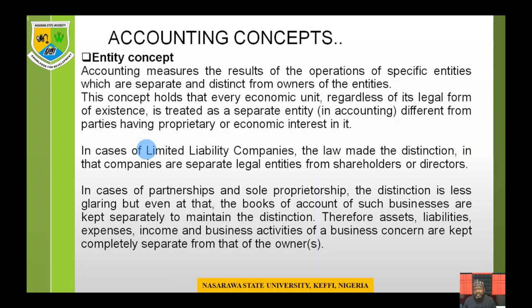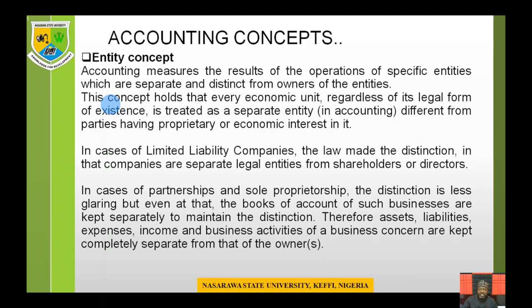This concept holds that every economic unit, i.e. every business organization, regardless of its legal form of existence, is treated as a separate entity in accounting, different from parties that have proprietary or economic interests in it. By proprietary interests, we're referring to having a shareholding, being part of the owners of such a business entity. By economic interest, it could be that you are a creditor to such an organization, and because of that, we work with the assumption that the business unit is different from these parties and is treated as such.